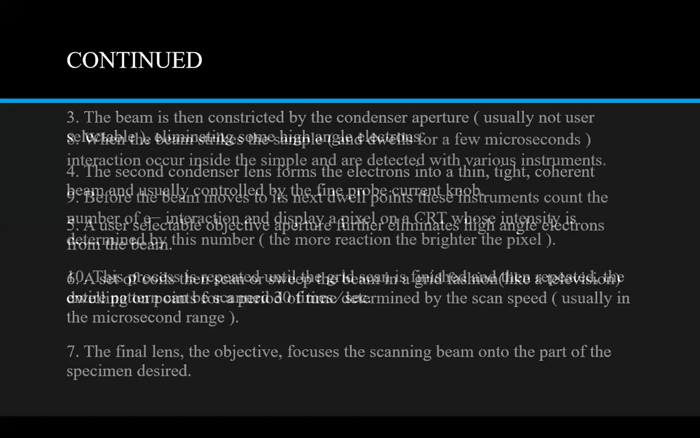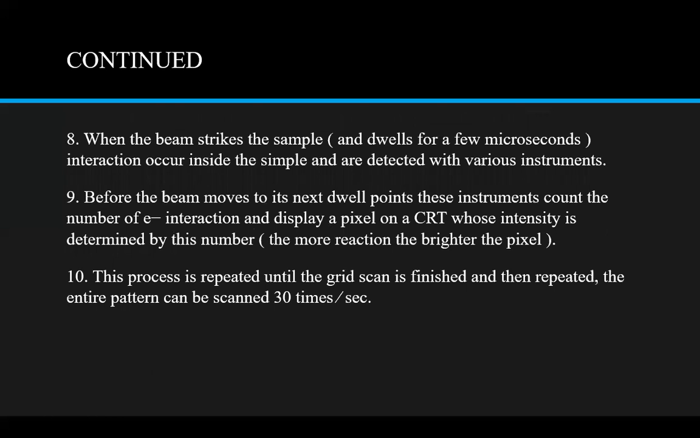The eighth component function is when the beam strikes the sample and dwells for a few microseconds, interactions occur inside the sample and are detected with various instruments. The ninth component function is that before the beam moves to its next point, these instruments count the number of electron interactions and display a pixel on the CRT whose intensity is determined by the number. The more reactions, the brighter the pixel, and the fewer reactions, the lighter the pixel.